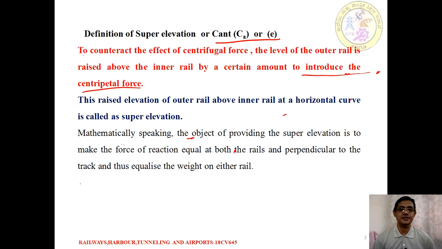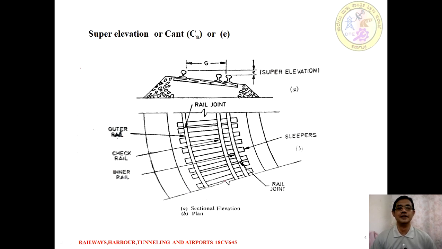The raised elevation of outer edge with respect to inner rail at a horizontal curve is called super elevation. That is another method of defining super elevation. Mathematically speaking, the object of providing this super elevation is to make the force of reaction equal at both of the rails and perpendicular to the track. Thus it equally distributes the weight on either of the rails, to maintain the equilibrium and also equal load transfer over the rail.